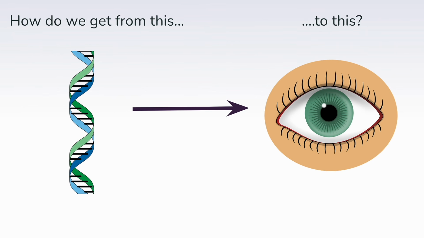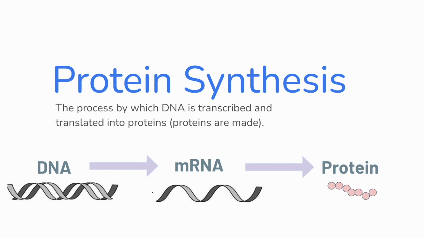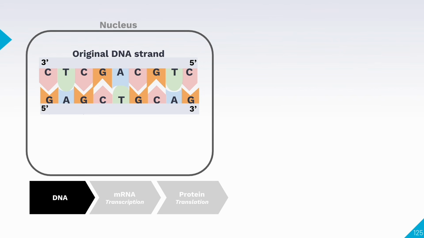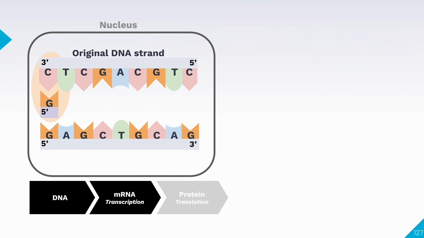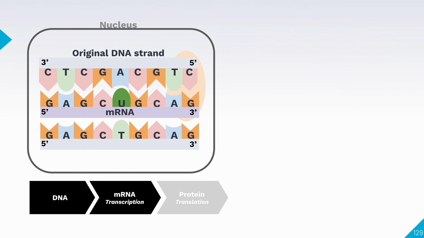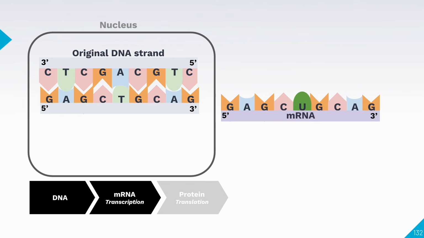So how do we get exactly from our DNA to our actual trait? Well, the process is called protein synthesis. In the nucleus, where the DNA is, the DNA will separate, and then an mRNA sequence will be built off of the DNA template. That mRNA will leave the nucleus, and that process is transcription.